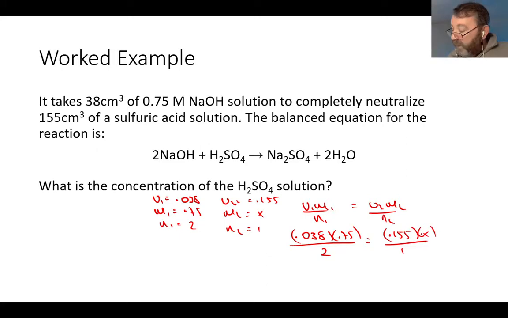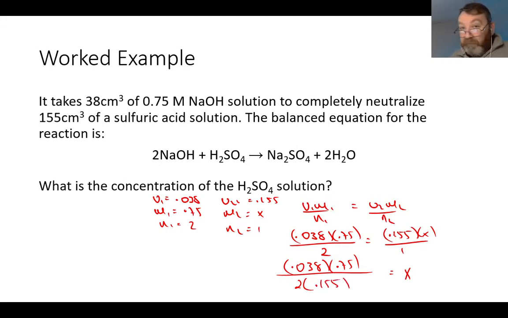And in order to get x on its own, what am I going to do? I'm going to divide by 0.155. Divide both sides by 0.155. Watch. If I divide both sides by 0.155, it'll cancel here. So I get x is equal to 0.038 multiplied by 0.75 over 2 times 0.155. Another way to say it is bring that 0.155 from the top right down to the bottom left. Just cross it diagonally downwards beside the 2.